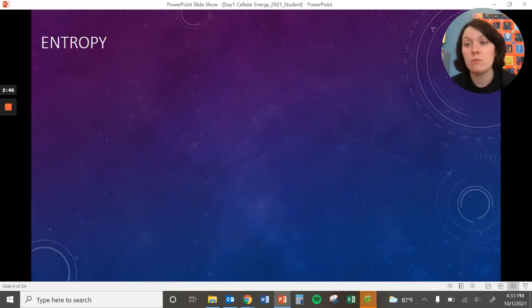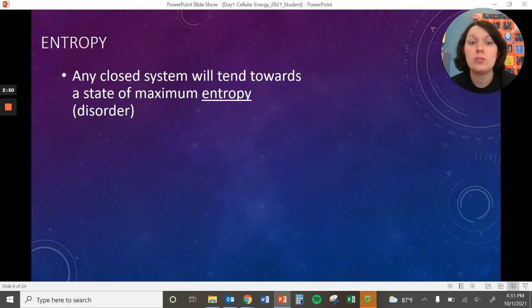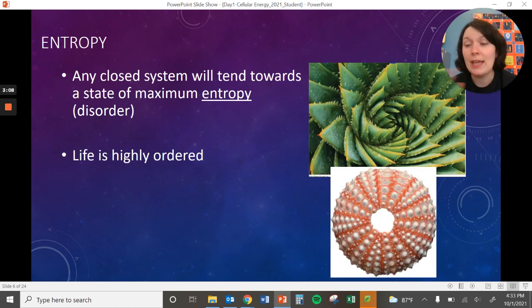Okay, we also have a thing that's related to our idea of energy, and that is entropy. Entropy is looking at the disorder or chaos in a system. Any closed system will tend towards a maximum state of entropy. So it's going to go towards disorder unless we have some energy input into it. Our life, though, is highly ordered, not disordered. So therefore, it doesn't break this rule.